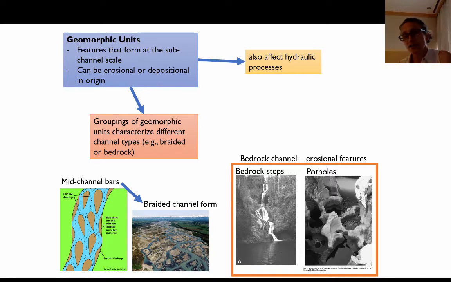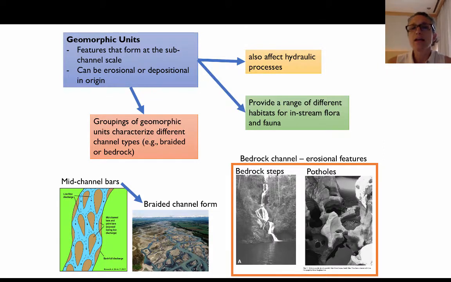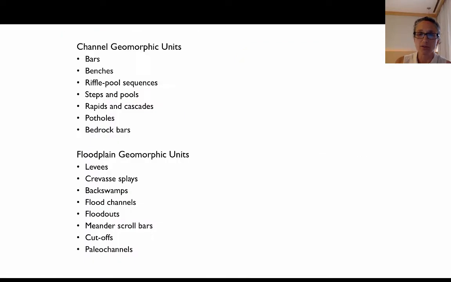Geomorphic units affect hydrologic processes. Remember, we've talked about complexity in channels and how the form and what's going on in the channel can affect the flow and how the flow affects the form, and they're interconnected and there's complexity. Geomorphic units are very important for habitat because they provide that complexity of habitat that's necessary to support biodiversity in stream ecosystems. So because of geomorphic units, you get variation in depth and variation in velocities, which provide different habitats for the flora and fauna that live in streams.